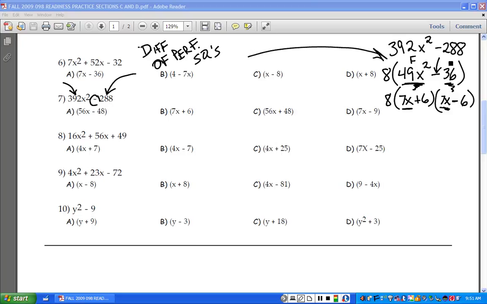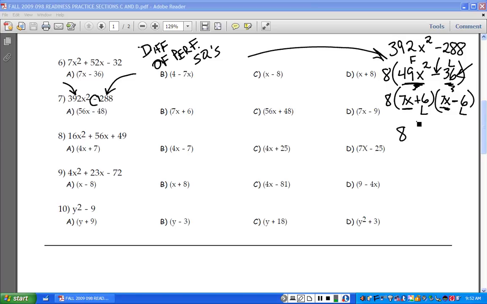Then I look at my last term, which is this negative 36, and by it being a perfect square, I get it by saying the square root of 36 being 6, so 6 times 6. But notice, in order to get a negative 36, the signs on the 6's have to be opposite. So one 6 has to be positive and one 6 has to be negative. So our first times our first gives our first, our last times our last gives us our last.